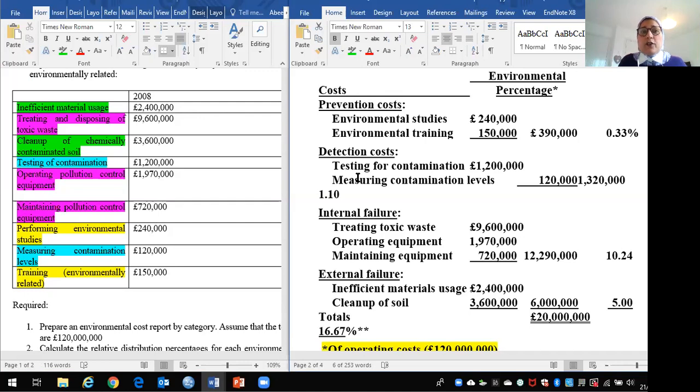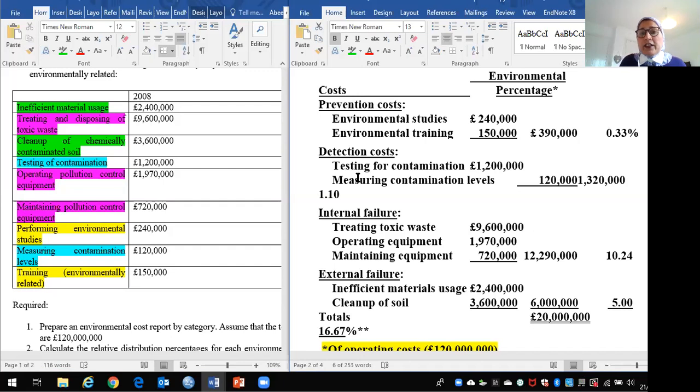Under prevention, we put 240. Where is the prevention? Environmental studies, 240. This is where I got this figure from. Environmental training, 150. I highlighted prevention in yellow, detection in blue, internal in pink, external in green. I think we have done it together anyway.